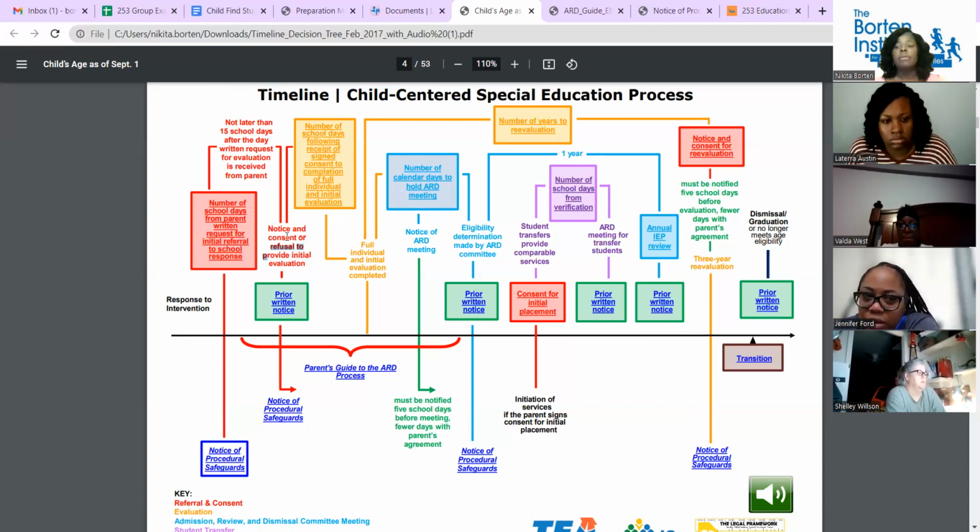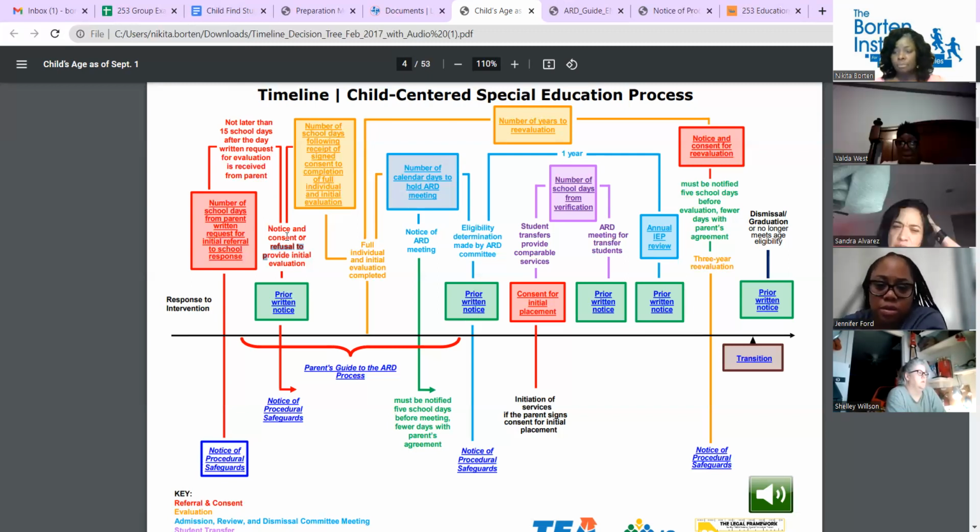Everything, even the consent, all that is supposed to be done within 15 school days. Okay, got you. Miss Borden, what does the prior written notice look like?